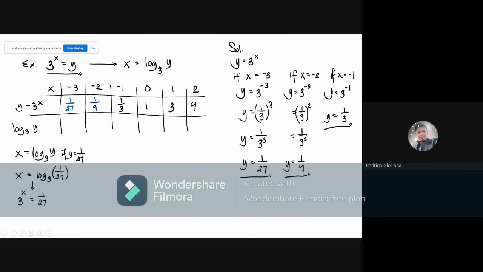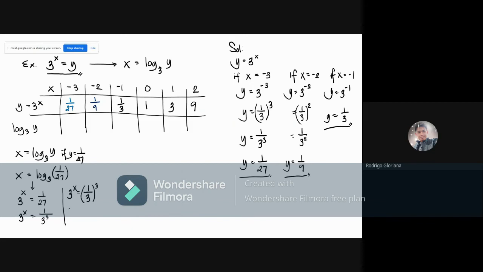Okay? Then, what's next? We should have the same base. So, the 27, we know that it is 1/3 raised to 3. Okay? Because 3, 9, 27, it should be base 3. So, let's factor that out. We translate this to 3 raised to x equals 1/3 raised to 3.